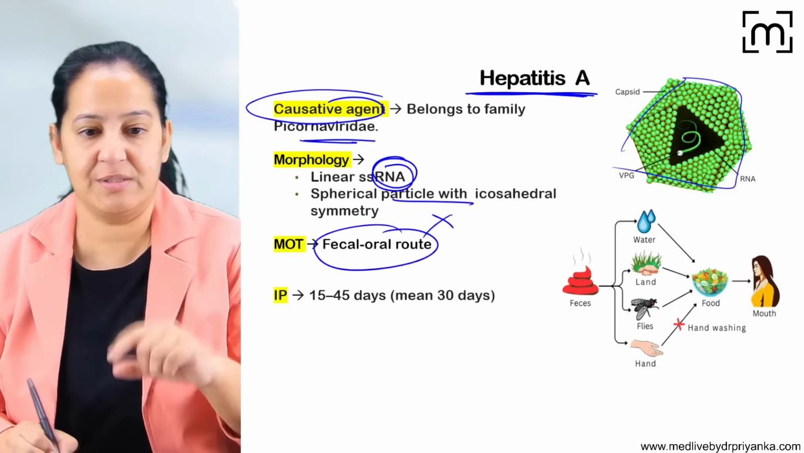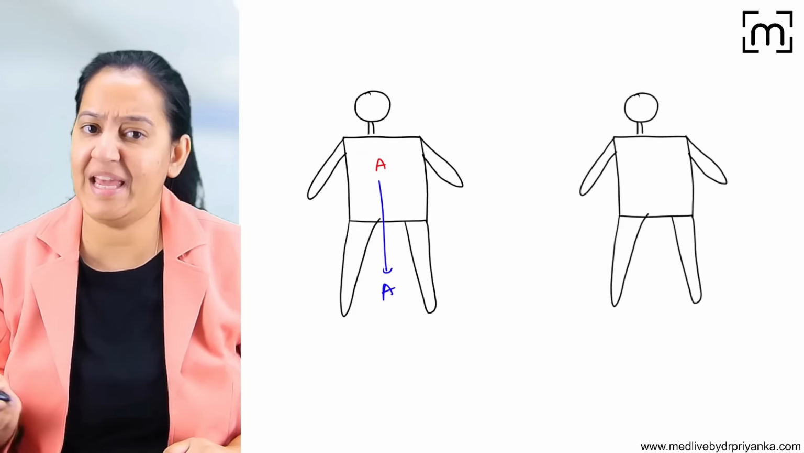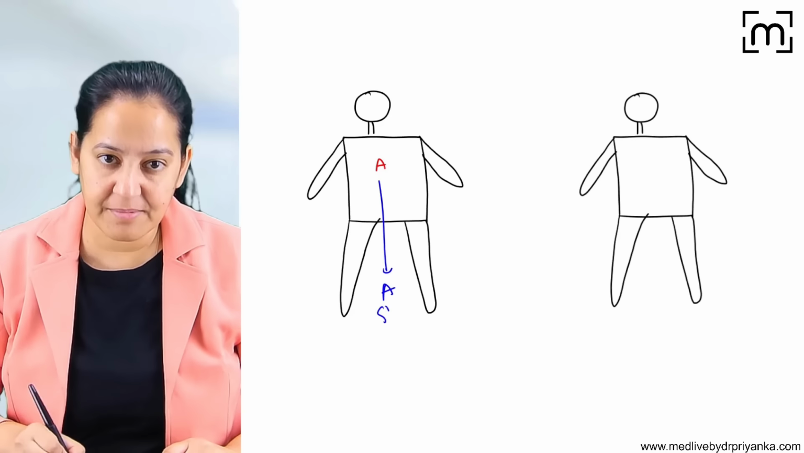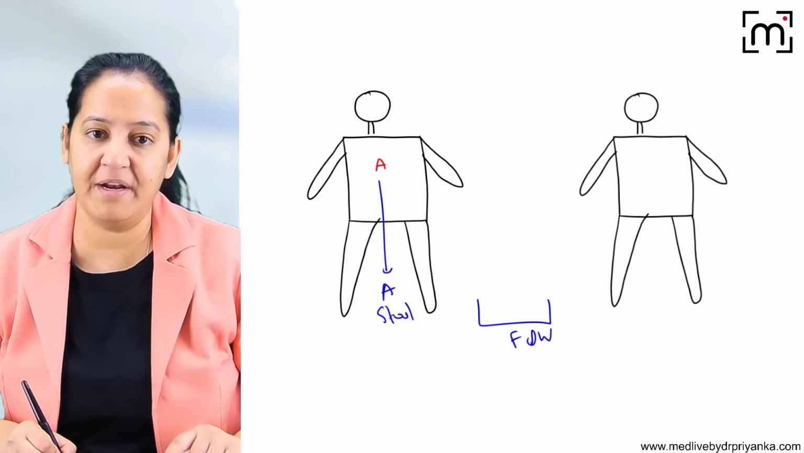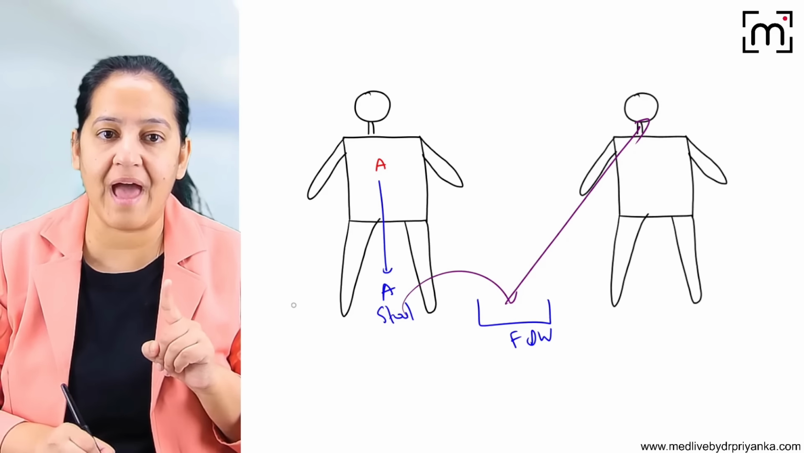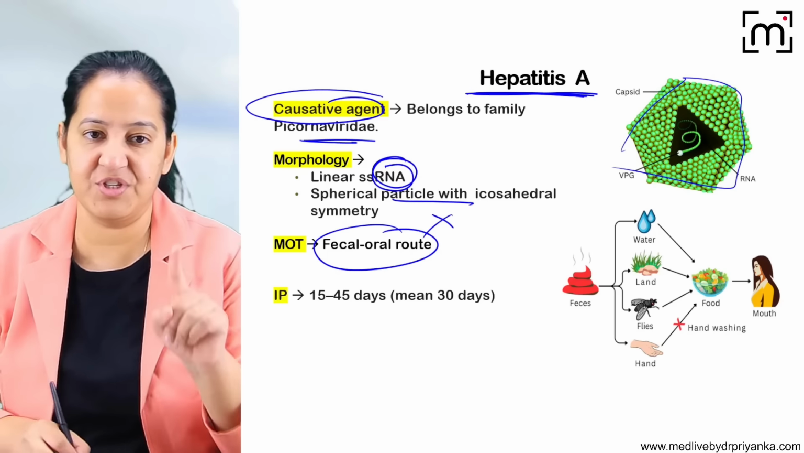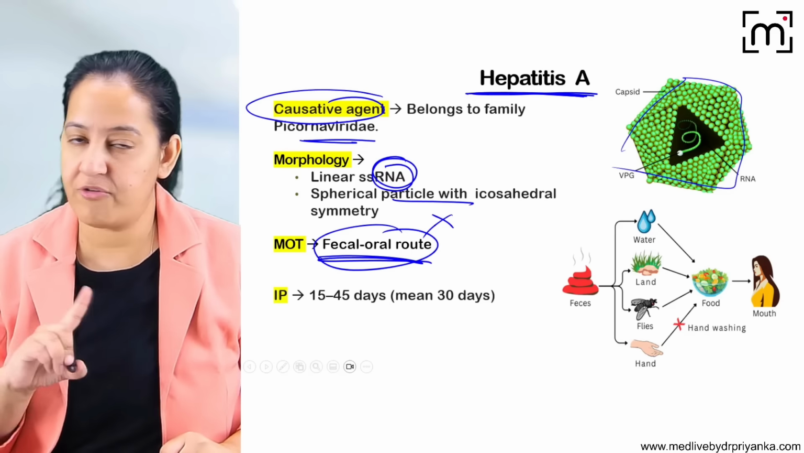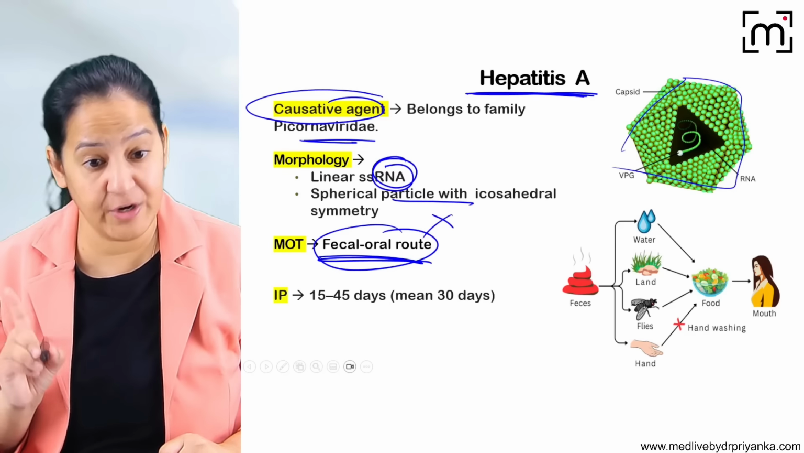The route of transmission is fecal-oral. I told you for A and E. A is shed in the stool, E is also shed in the stool. Once it comes in the stool, it can contaminate food and water, and the contaminated food and water can be consumed by another person. So this route is known as the fecal-oral route. It is not transmitted by the sexual route, nor by the parenteral, blood, or vertical route, only fecal-oral.